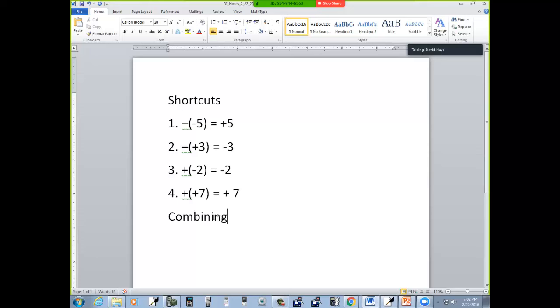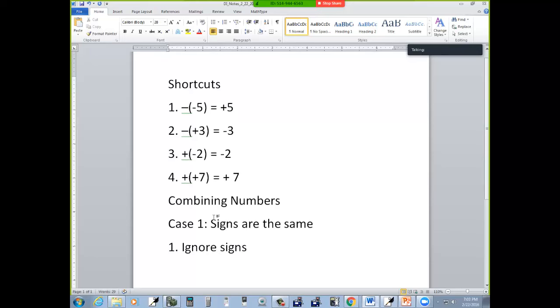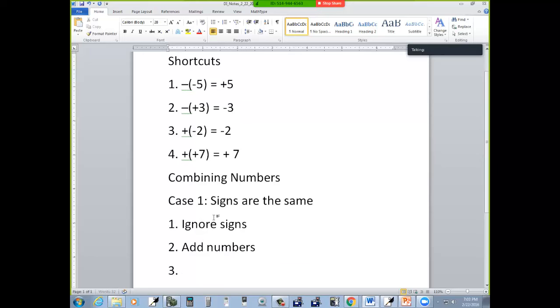Now, I don't like to think of these as adding or subtracting numbers. I like to think of them as combining numbers. And we have two cases. Case 1 is where the signs are the same. The first thing we do is ignore the signs. Then you add the numbers. And the sign of the answer is the original sign.